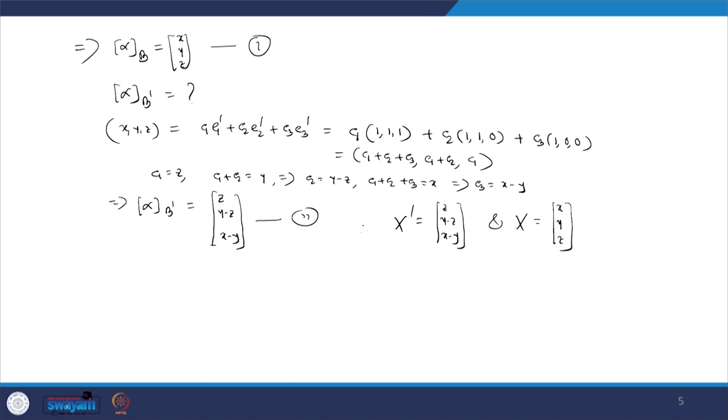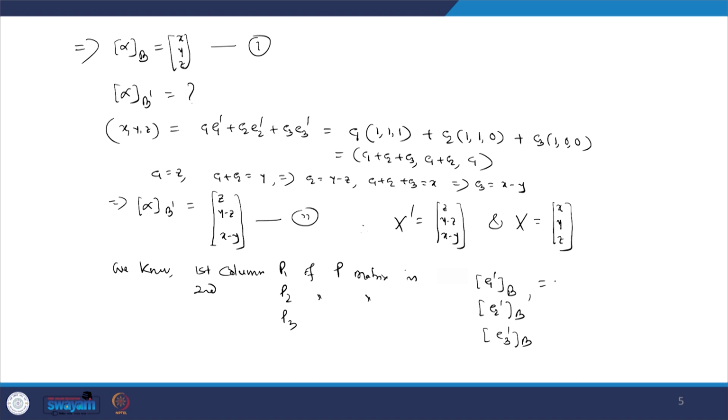Now, I have to find out the P matrix. According to the definition of the P matrix, we know the first column P1 of P matrix is basically the coordinate matrix of E1 prime with respect to ordered basis B. That will be my first column of P, and the second column P2 of P will be the coordinate matrix of E2 prime, and similarly P3 of E3 prime. This is equal to how much?